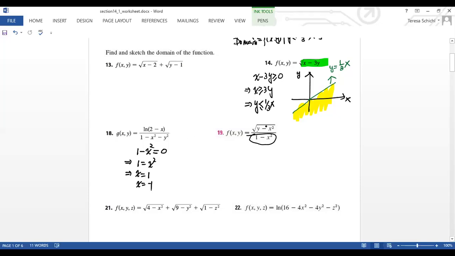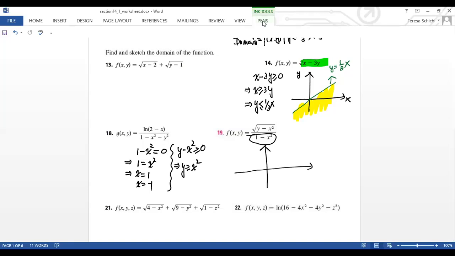Okay, then the next thing here is this square root. So that means y minus x squared has to be greater than or equal to 0, right? So that means y has to be greater than or equal to x squared. Okay, so now let's take a look at what this domain is going to look like.